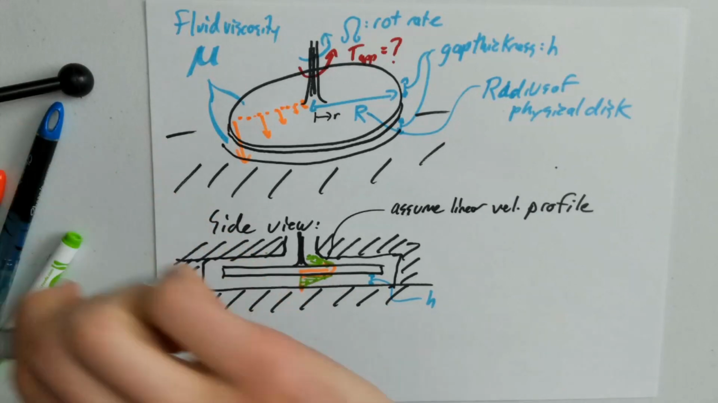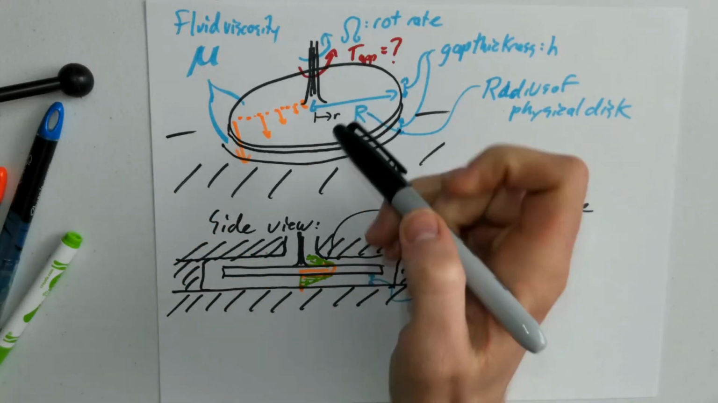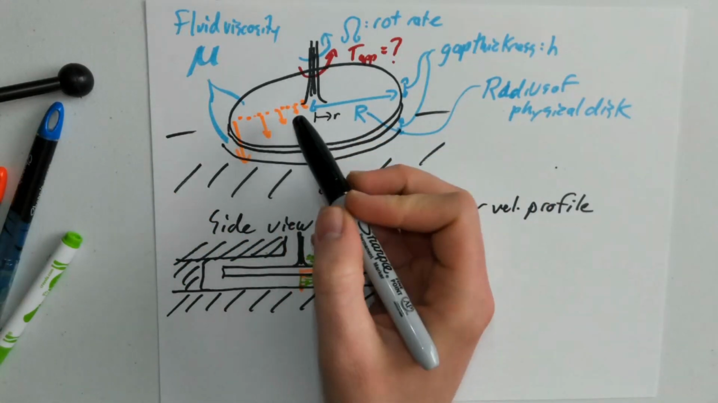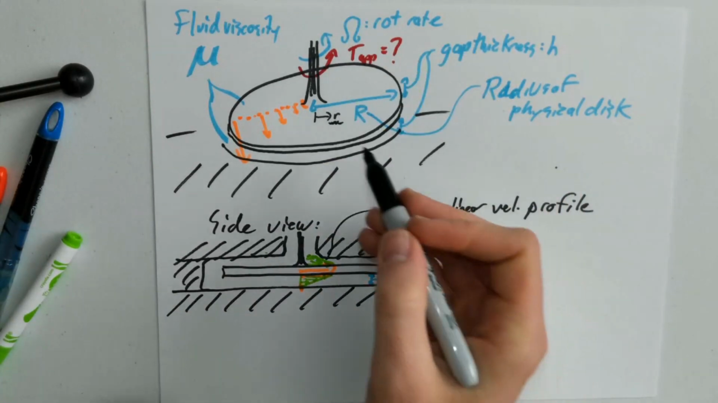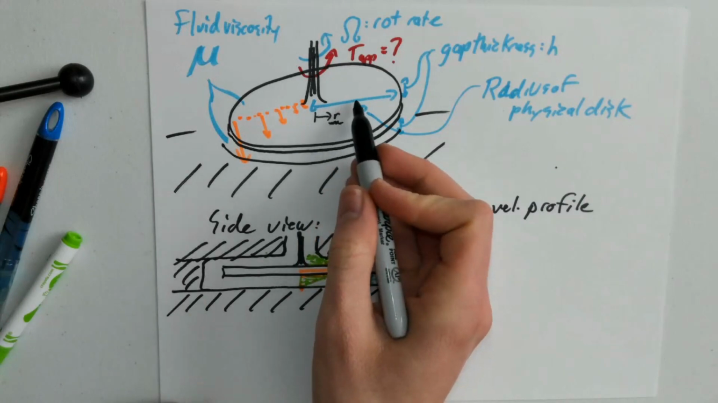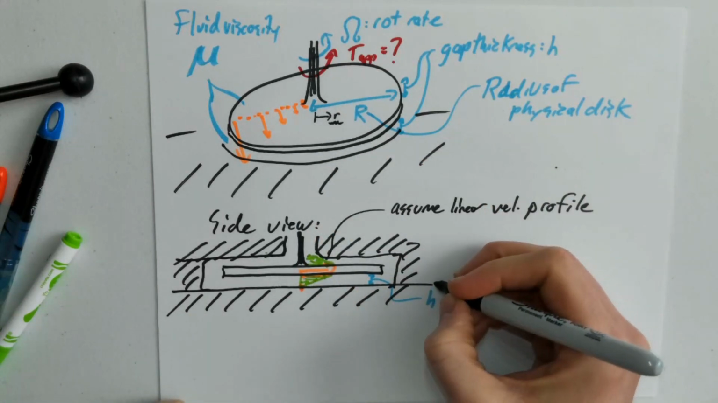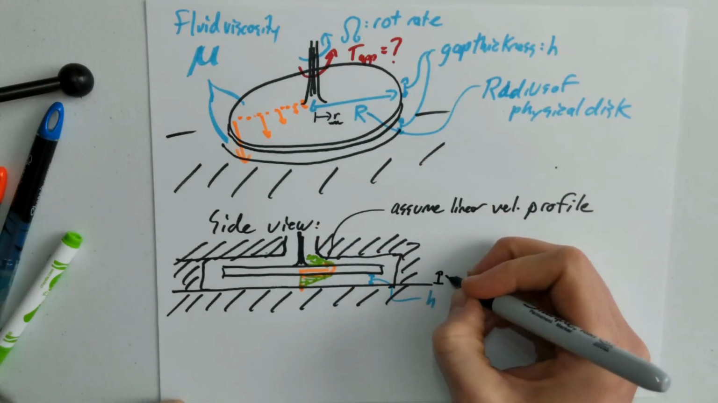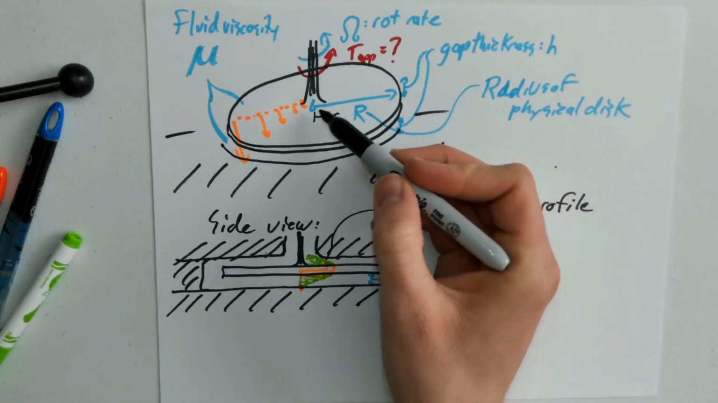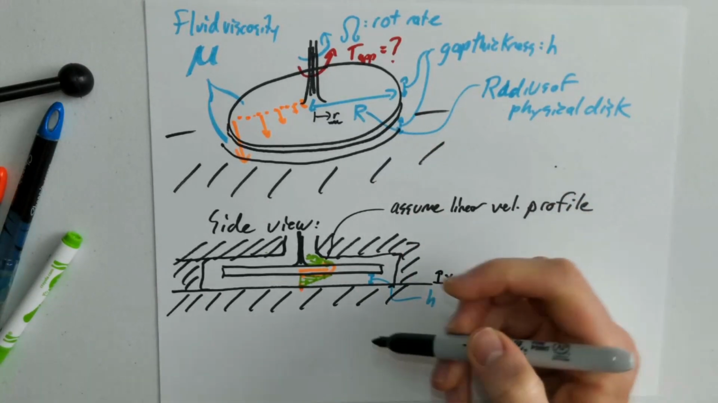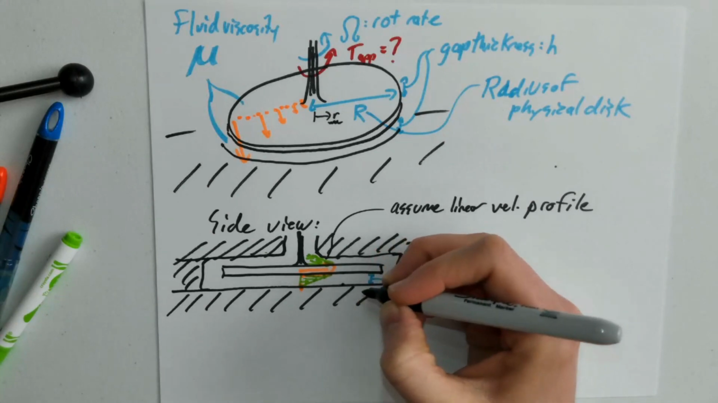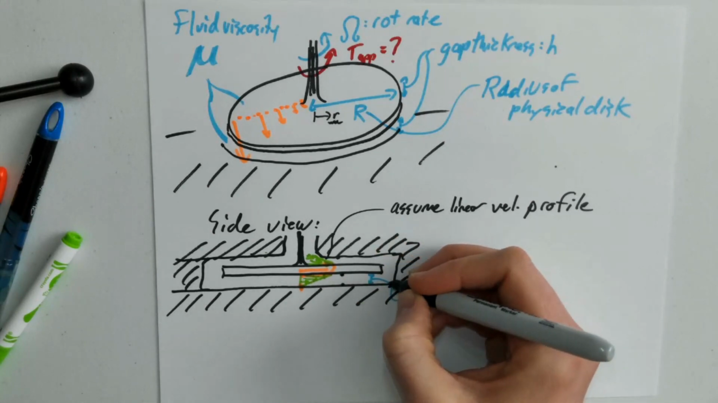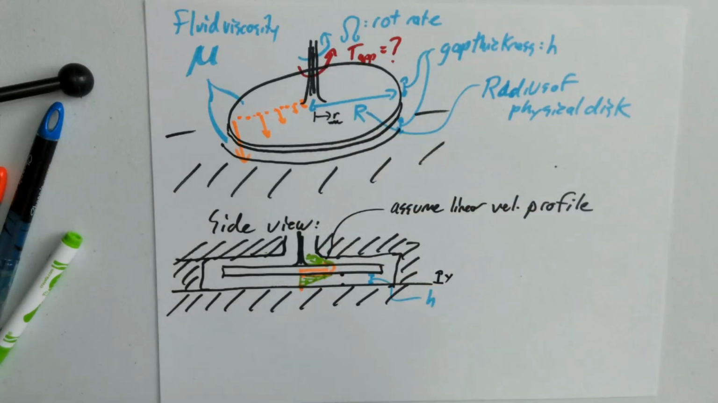In addition, we expect the velocity of the disk essentially to be a function of little r, right? A function of our radial coordinate on the disk. So let's just make two coordinates, one r and one y. So y is essentially the distance between the very bottom and the point on the disk, right? So y is this coordinate, r is going to be this coordinate.